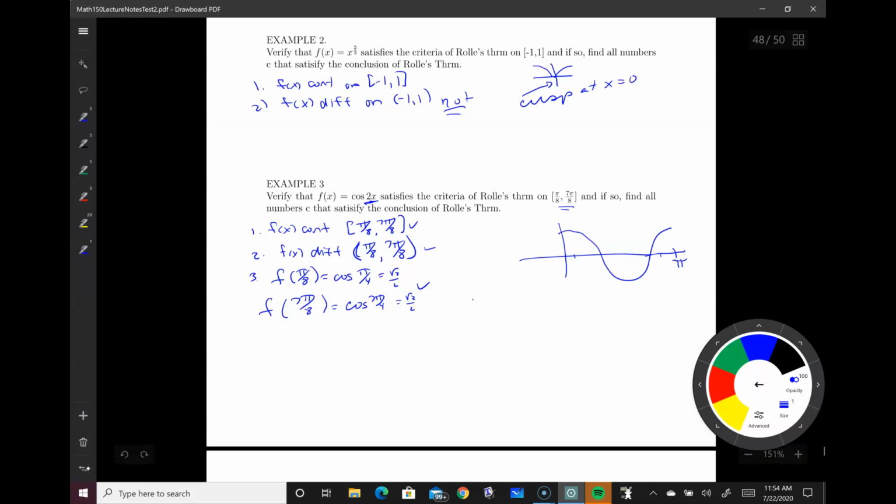So now I can go find the values of x where the derivative equals 0. Using chain rule, I get this. Setting it equal to 0 leaves me to solve where this is equal to 0. So that means I'm going to have pi or 2 pi, etc., right? Dividing through here by 2, I get x is equal to pi over 2 and pi, etc., right? Because I'm only looking for the values between pi over 8 and 7 pi over 8, my one number that satisfies Rolle's theorem is pi over 2.